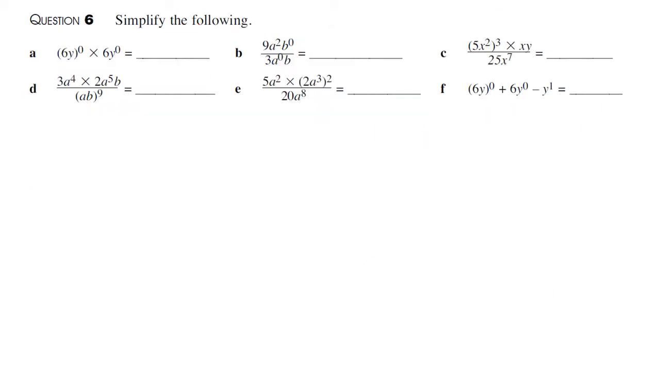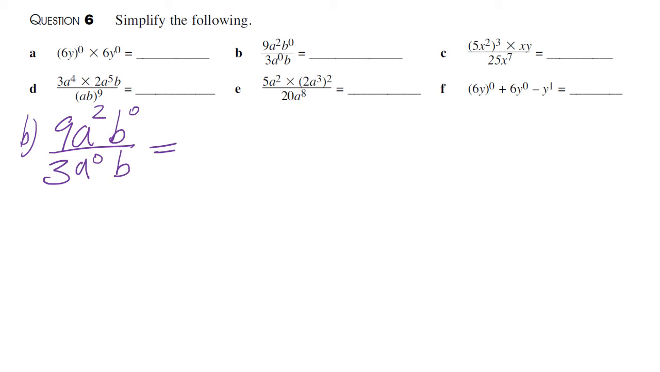Alright. These guys, they look a bit scarier, but are they really that bad? Let's get into it. Let's try 6b. You should be able to do 6a. I've got 9 to the power of a square, 9a squared times b to the power of 0, divided by 3 a to the power of 0 and b. Let's have a look.